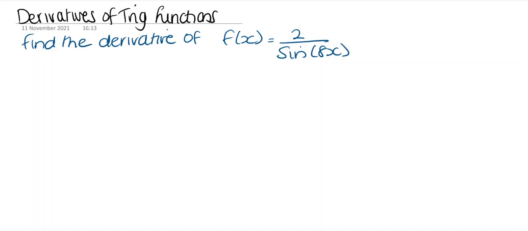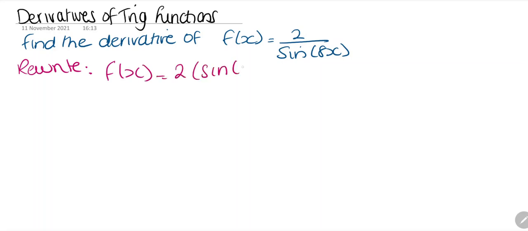Okay, so we're going to have a look at solving this function. Find the derivative of f of x is 2 divided by sine of 8x. Now we could rewrite it using cosecant, but I'm going to do this another way. I'm going to keep it as sine, but we're going to rewrite. So f of x is 2 multiplied by sine of 8x to the negative 1.